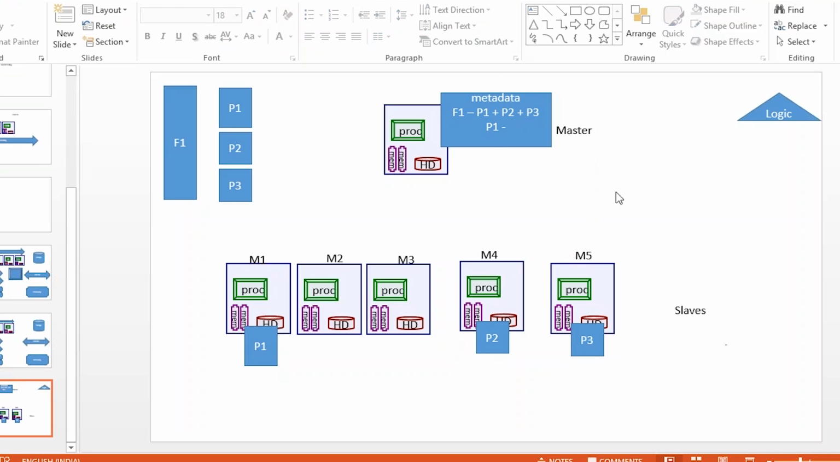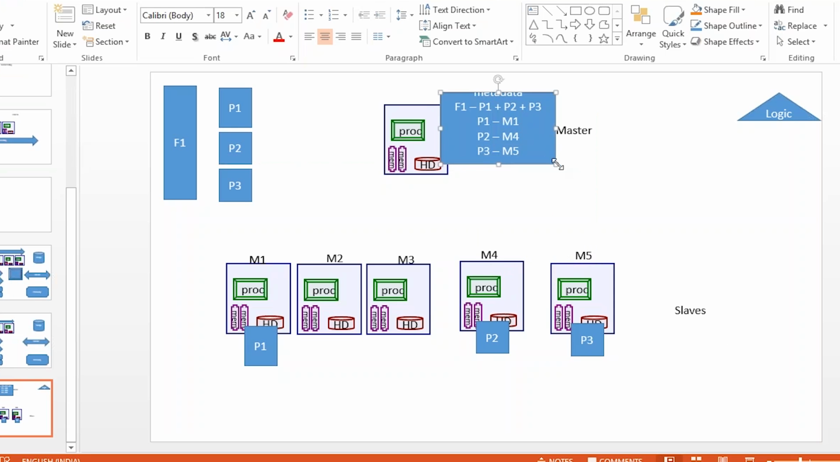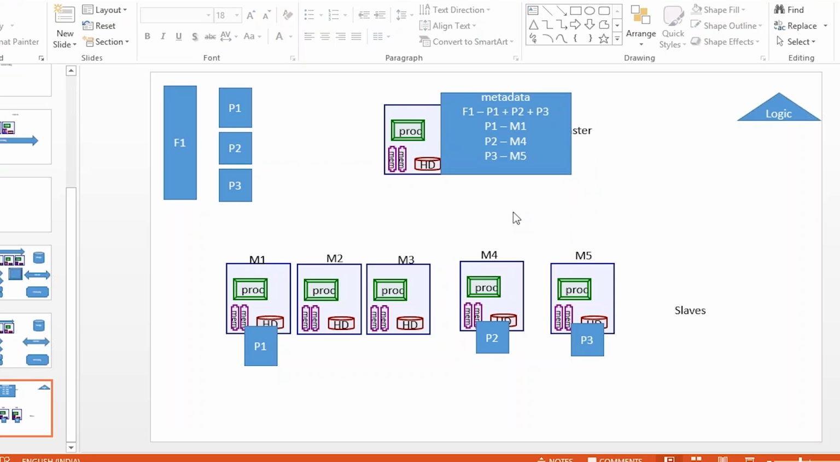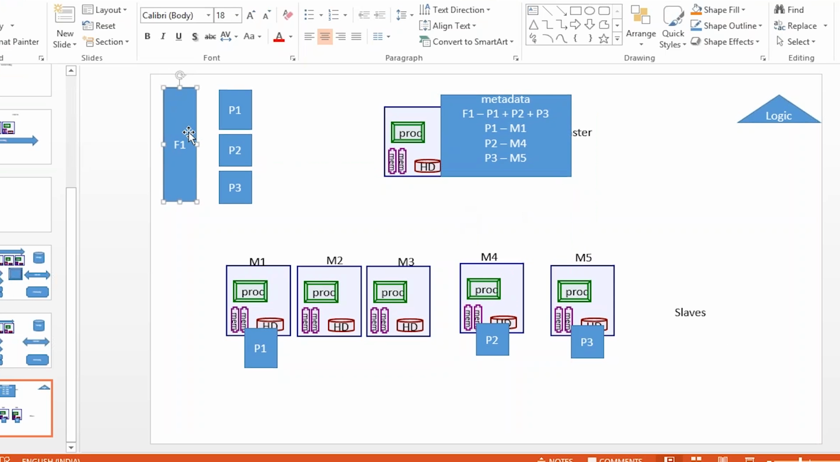So I'll have information saying P1 is in machine 1, P2 is in machine 4, P3 is in machine 5. All the failure handling, everything, is available within the framework. All those things we will be discussing in detail in the actual session. I'm just showing you guys the tip of the iceberg, the happy condition, the good path we are discussing. So I'm going to say store this file F1 into my big data cluster.